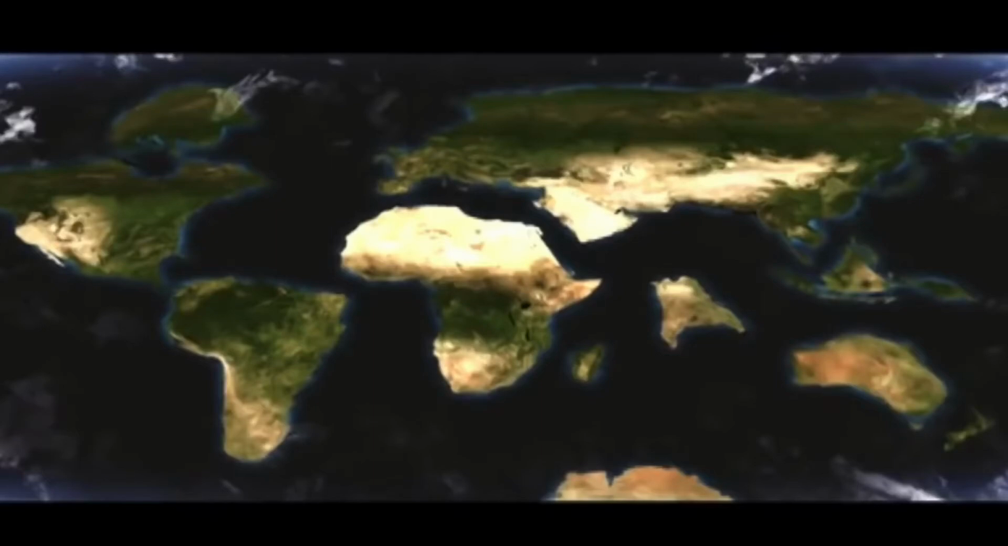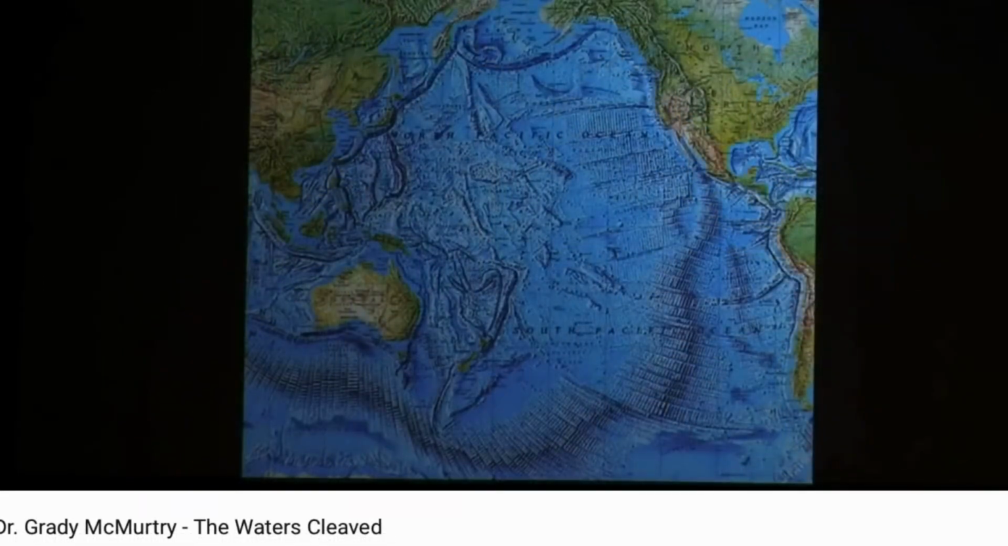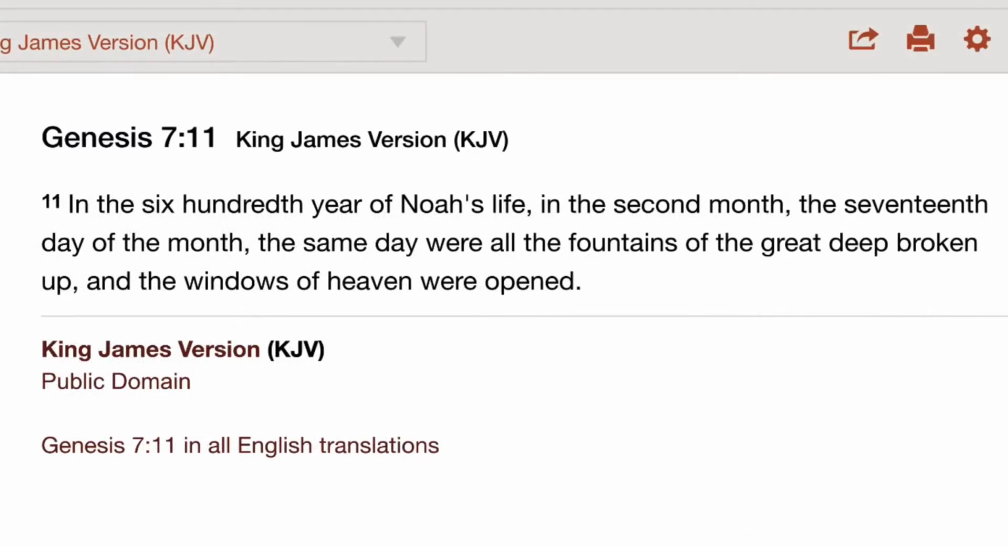Earlier on, I was watching this YouTube video of Dr. Grady McMurray called The Water Is Cleaved, which you can see below this picture in white. Here are pictures from that site that show the under-ocean floor. Now in the Bible, it talks about how the water came up through the earth like a fountain. The picture here is about Genesis chapter 7, verse 11, of Noah's Ark. And that YouTube video explains how the translation is that the water is cleaved.